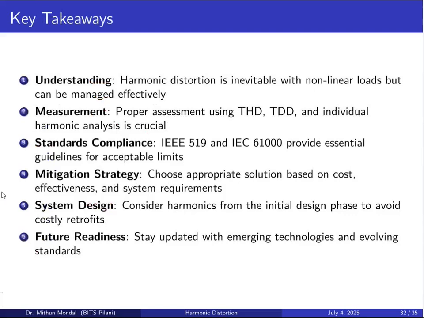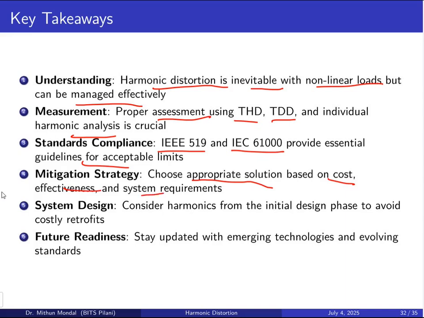So what are the key takeaways from this discussion? So we understood the harmonic distortion is inevitable with non-linear nature of the load, but can be managed effectively. Proper assessment has to be done using measurements like THD, TDD, and individual harmonic analysis, which are crucial. Certain standards are available like IEEE 519, IEC 61000, which provide essential guidelines to have the acceptable limit. You have to choose an appropriate solution based on the cost, effectiveness, and the system requirement to mitigate these harmonics.